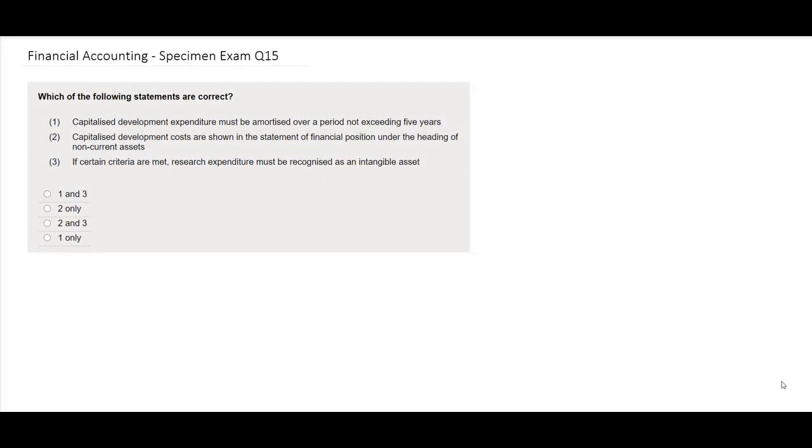In this question, you are being asked which of the following statements are correct. The first statement is that capitalised development expenditure must be amortised over a period not exceeding 5 years. The second statement says that capital development costs are shown in the statement of financial position under the heading of non-current assets. And then the third statement is that if certain criteria are met, research expenditure must be recognised as an intangible asset. In order to answer this question, you will require your knowledge from IAS 38, the standard that gives us advice on intangible assets.